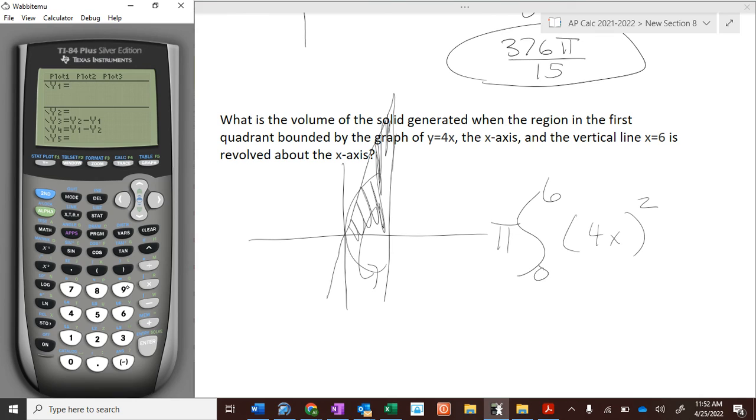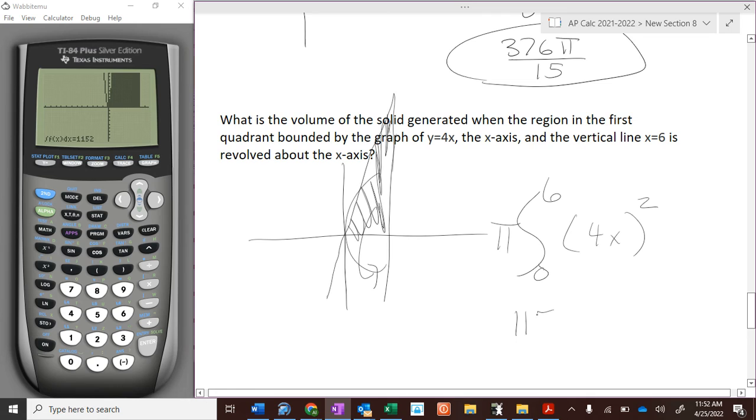So we're going to clear that. Parentheses, 4x, parentheses, squared, graph. And that line will go way up and go second trace 7 from 0 to 6. And it's a big number, 1152 pi.